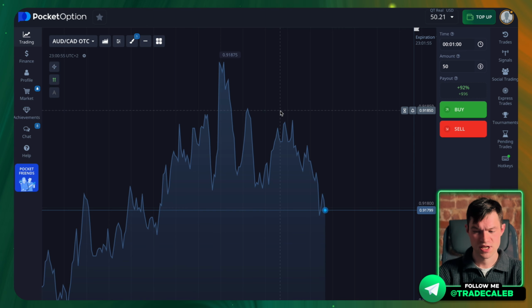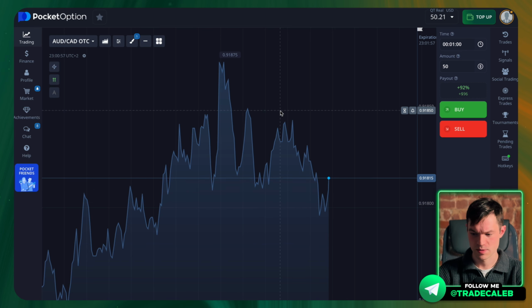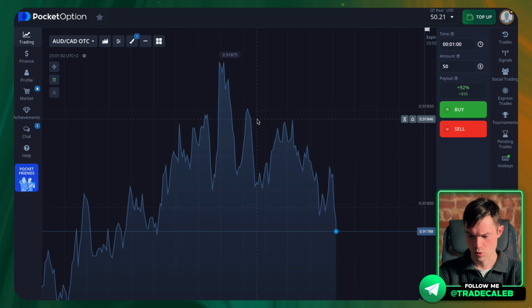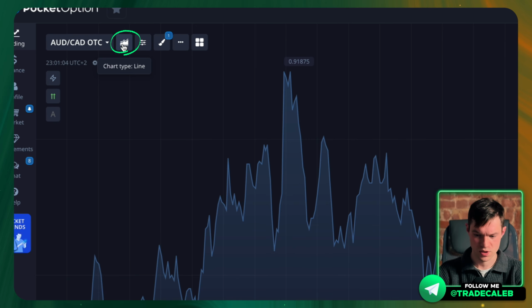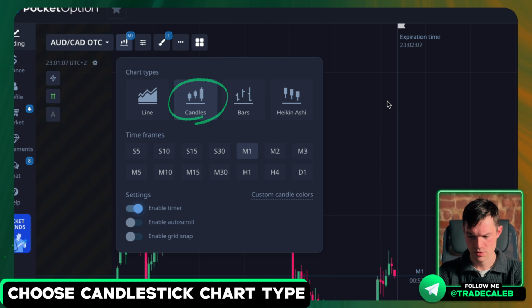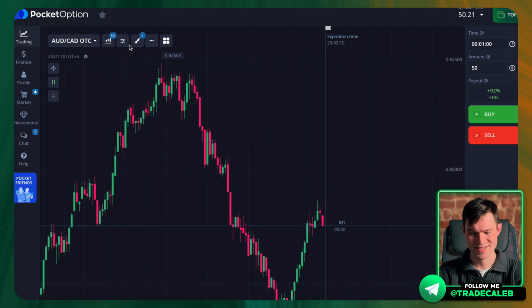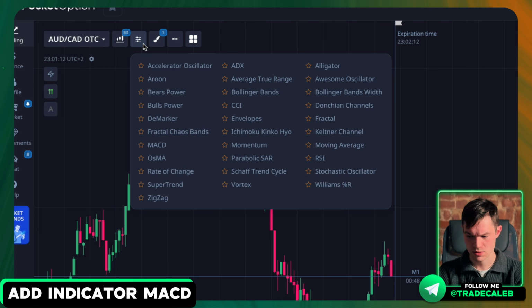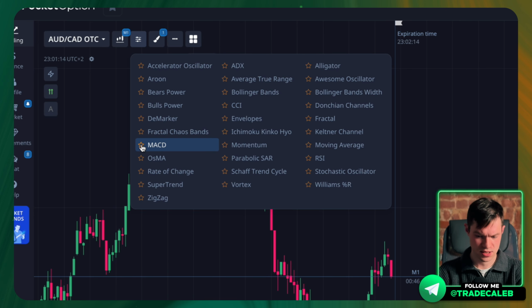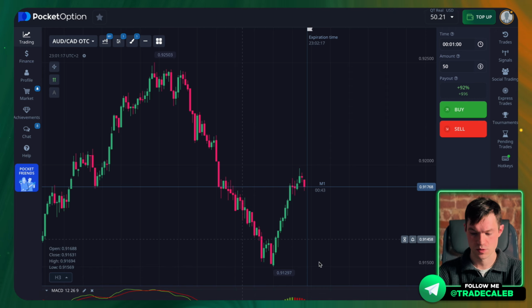Now let me explain to you step by step how easy it is to make profitable trades. I'm trading on the Pocket Option platform today, or you can use any broker. First, of course, we need to switch to a candlestick chart type, which is a very important step. In the second step, we add one indicator. You may have heard about this indicator, but now I'll show you the settings that really work.